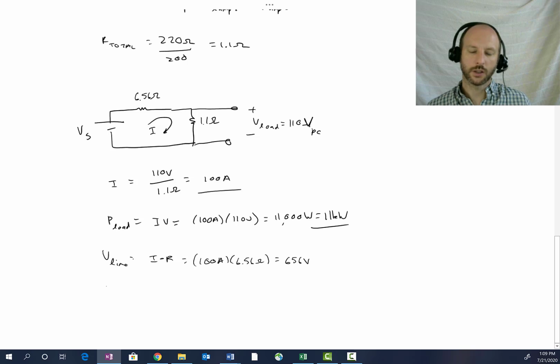We can also calculate how much power is lost in this distribution line resistance, and we can just multiply the current through the resistor times the voltage dropped across the resistor. So that's going to be that 100 amps times that 656 volts, which is 65.6 kilowatts. Quite a bit.